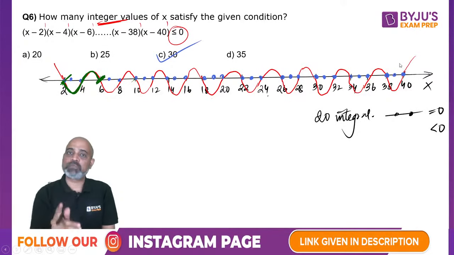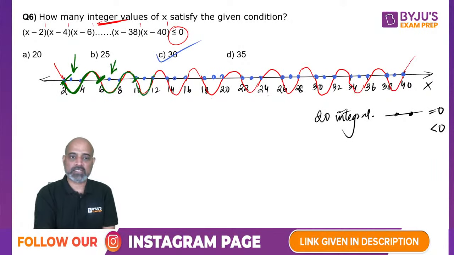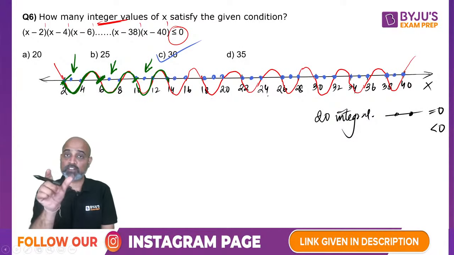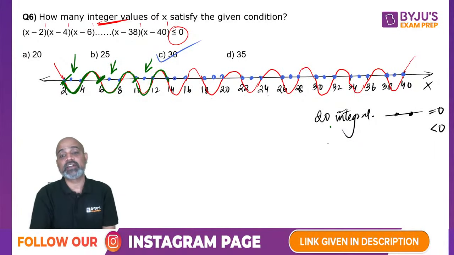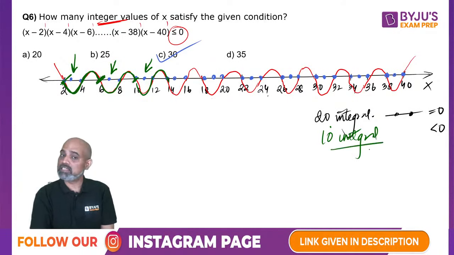So out of these 10 times, each time there is only one point that you get. In the next such sequence, one point. In the next such sequence, you get one more point, which was not already counted here. So you will get 10 integral points more where it is less than 0. So the total will be 30.